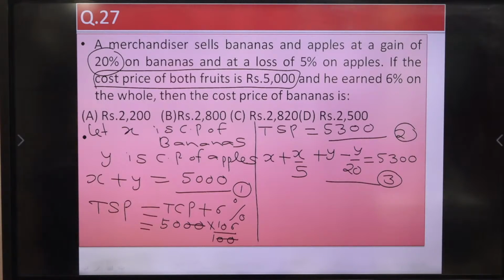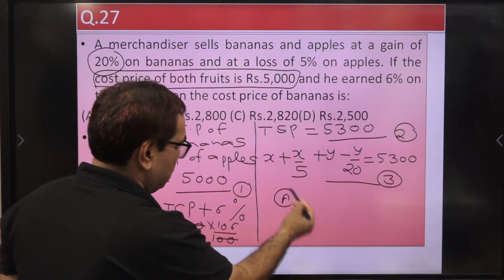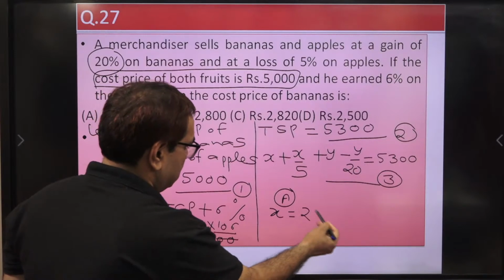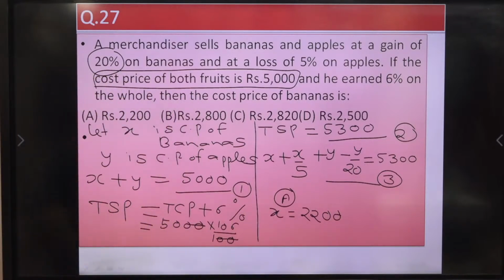2200 is the right answer got by SS Gupta. A is the right answer. We have to calculate X, that will come 2200. So solving a pair of linear equations is also important. You should have the habit of solving a pair of linear equations by eliminating one variable.